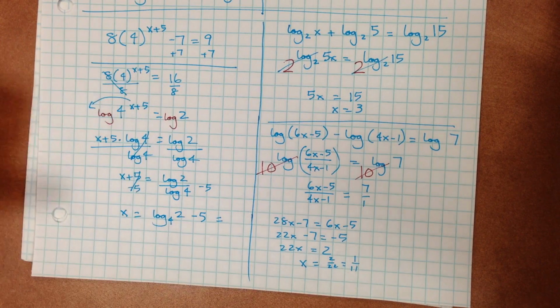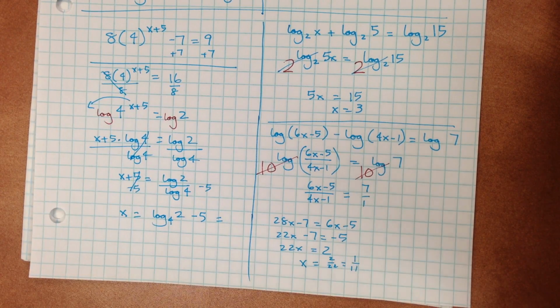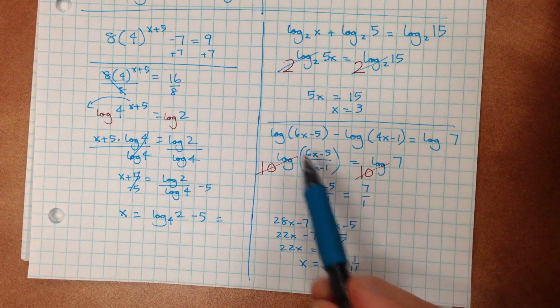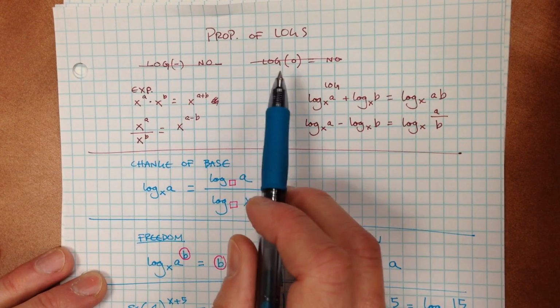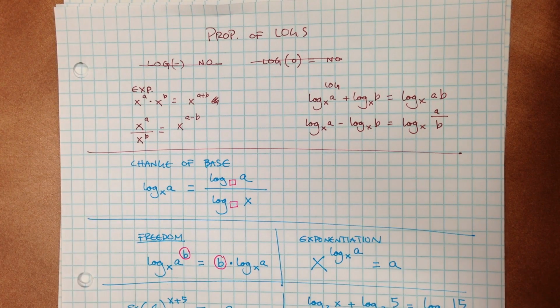Move on down the line. You always want to take these and plug them back in to check your answers to make sure that everything works out appropriately. So 1/11 of 6, that would be 6/11. 6/11 minus 5 gives us a negative answer. We're going to be having some issues in there because you cannot take the log of a negative number. So always check your answers to check for extraneous solutions or to check for no solution.